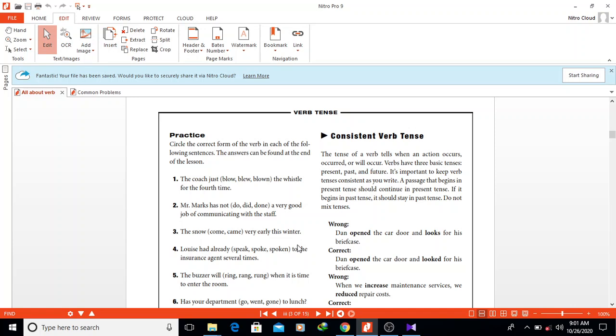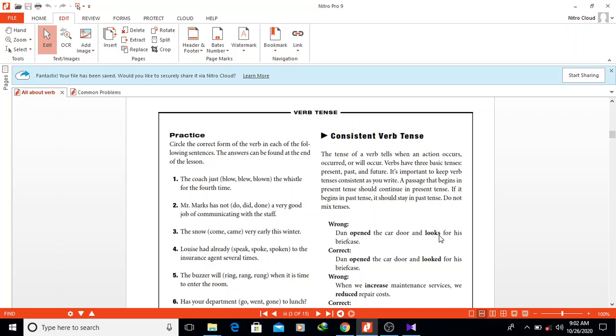So do not think that when you write, you will just write your paragraph once and then it's done. No, it will not be like that. You will need some editing many times, because this is the first problem, the consistency of the verb tense. Consistent means you have to use the same tense since the beginning. So for example, in a sentence, the first one, Dan opened the car door and looks for his briefcase. First one uses simple past, and the second one uses simple present.